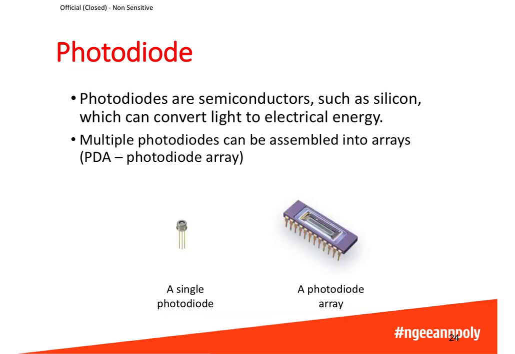Another type of light detector is photodiode. Photodiodes are semiconductors such as silicon, which can convert light into electrical energy. This is a photo of a single photodiode. Multiple photodiodes can also be put together and assembled into arrays. This photo here shows a photodiode array, or it's abbreviated as PDA.